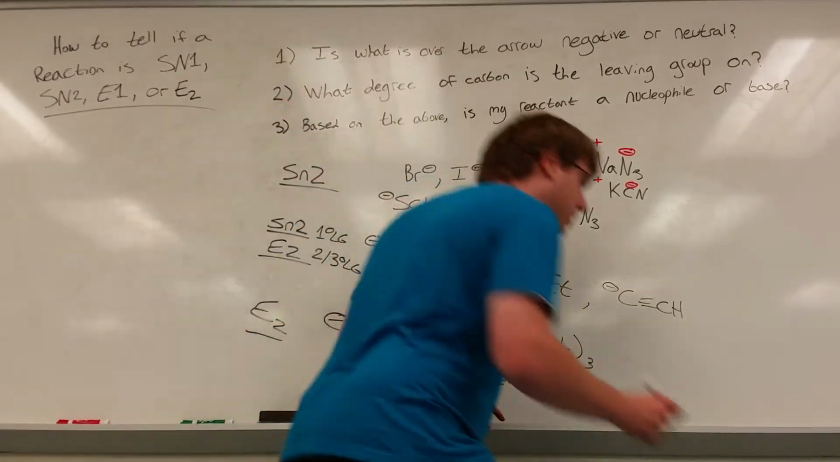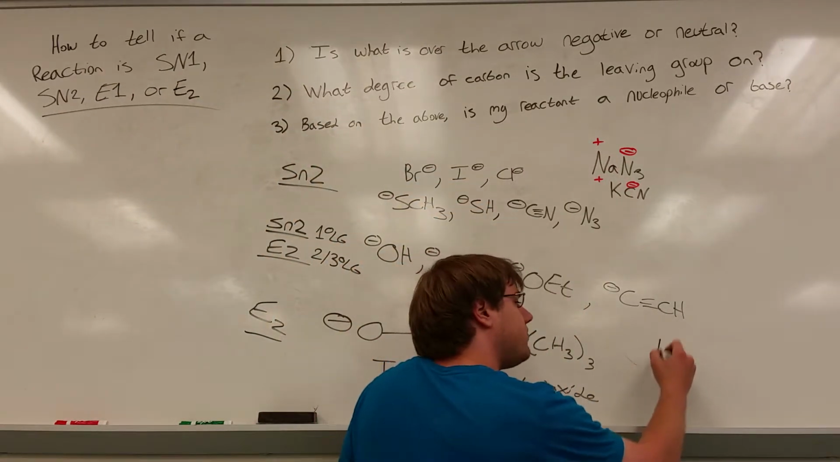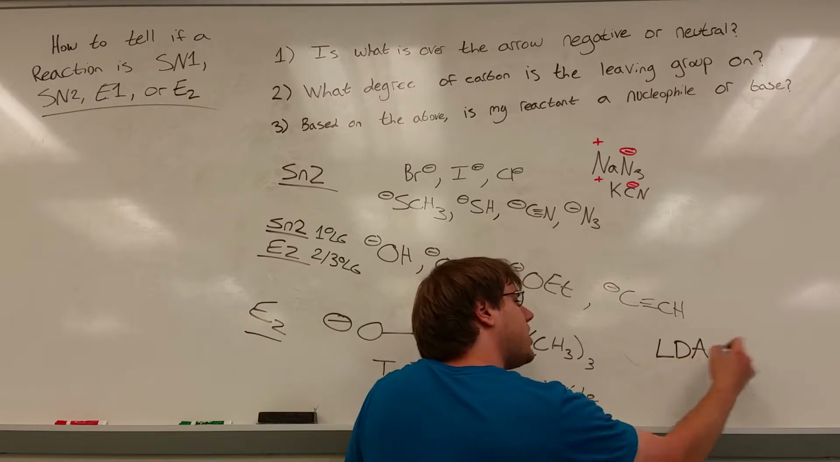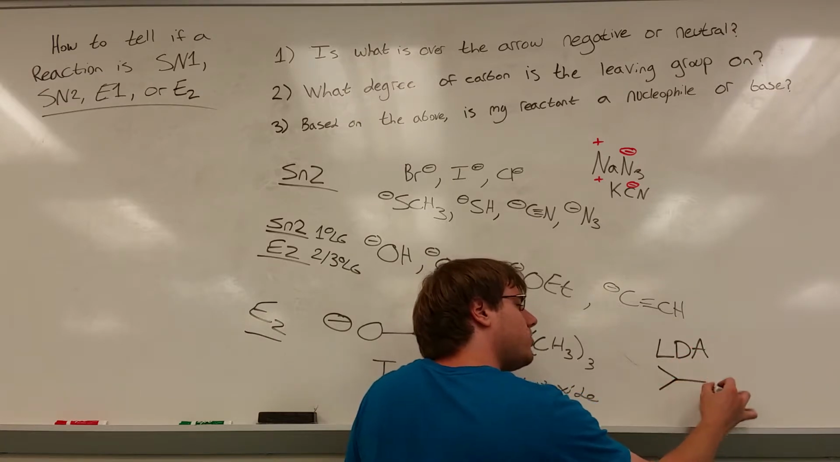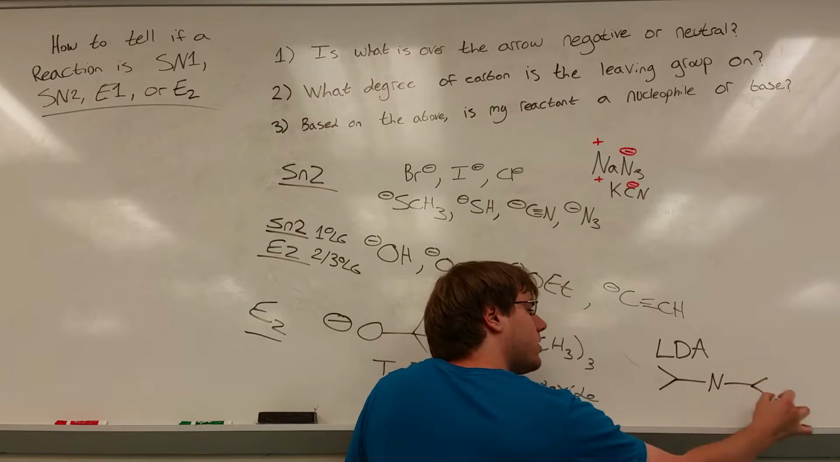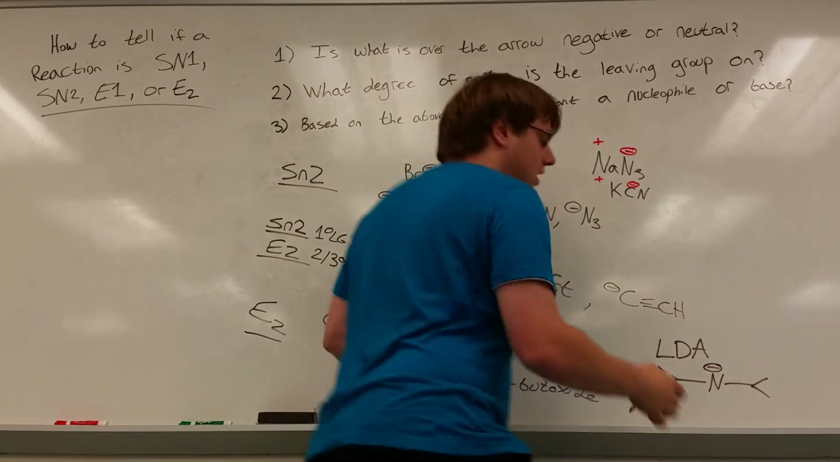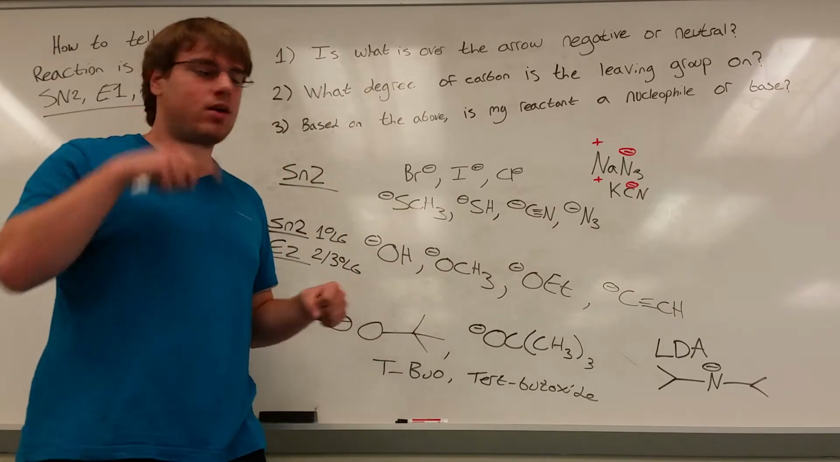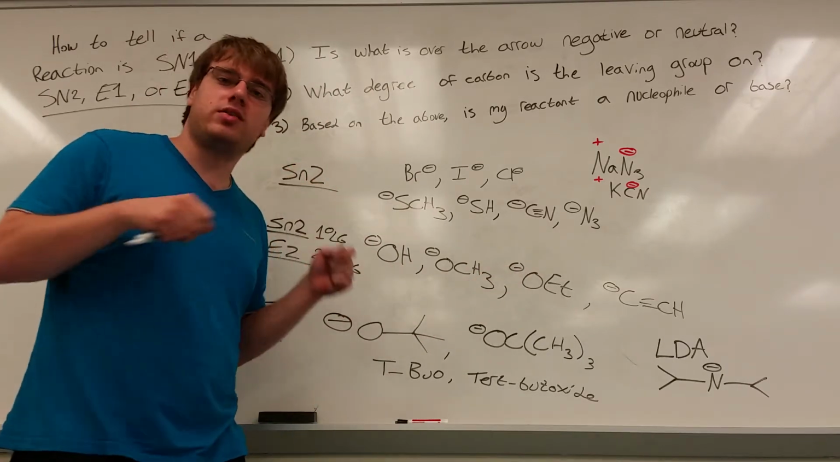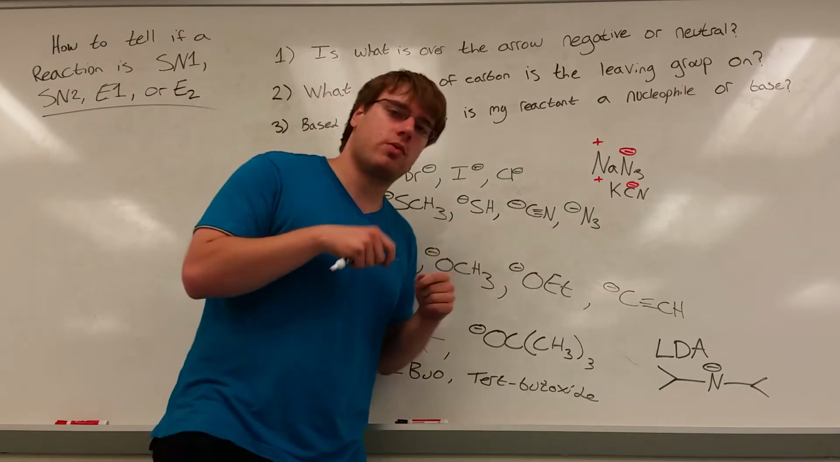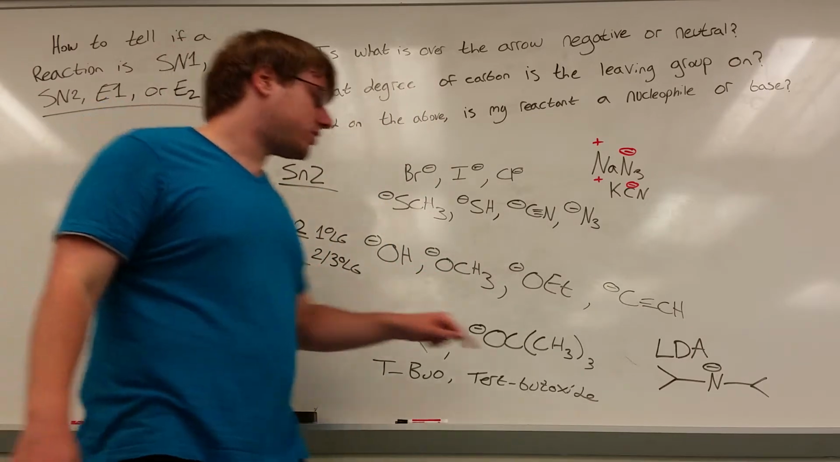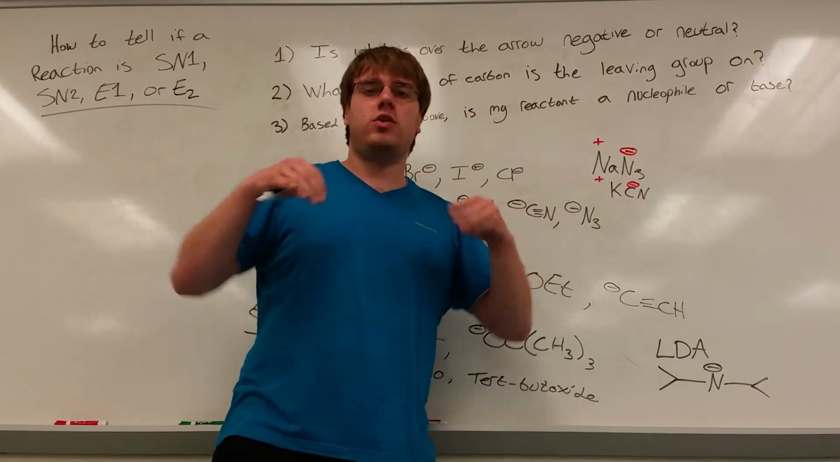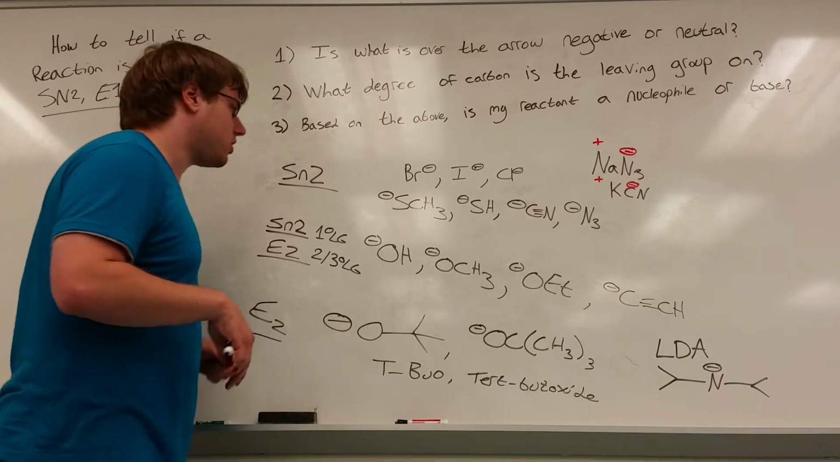The other one that we talk about occasionally is LDA. And what LDA looks like is a nitrogen with 2 isopropyl groups coming off of it that's negative. And again, we have these big branchy groups that get in the way of the nitrogen coming in. So it can only grab small things like protons. It can't attack a carbon with a leaving group. So both tert-butoxide and LDA only do elimination 2 as far as you're concerned.